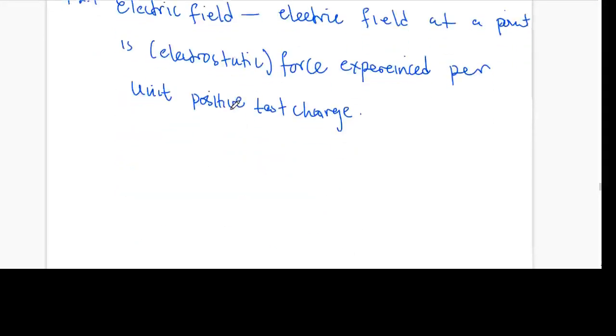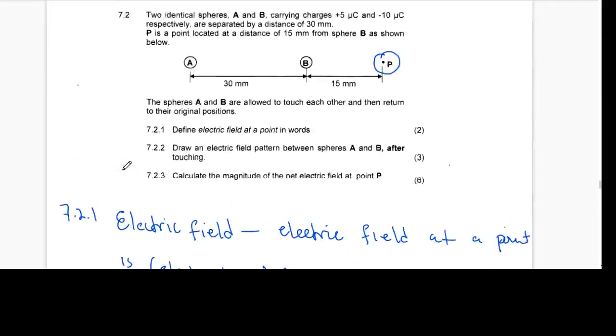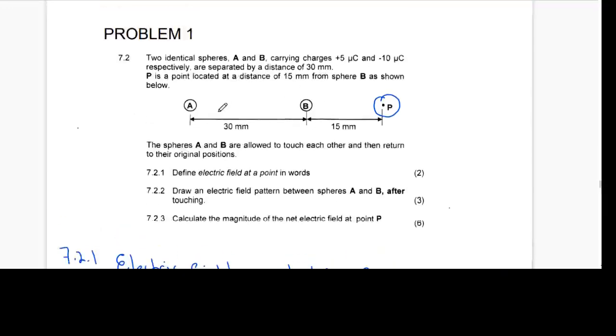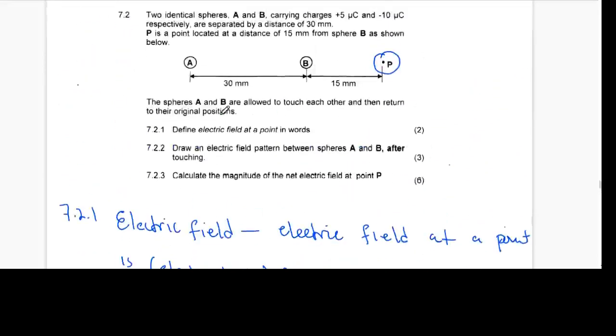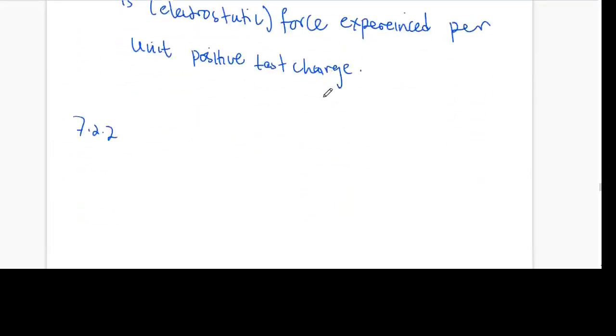So 7.2.2, they say draw an electric field pattern between A and B after touching. So they are explicit with their question, after touching. When these two charges touch, what is going to happen? What is the charge between them after they touch? You'll notice that this one is positive and this one is negative, and this one is twice this one. So let's see what will happen.